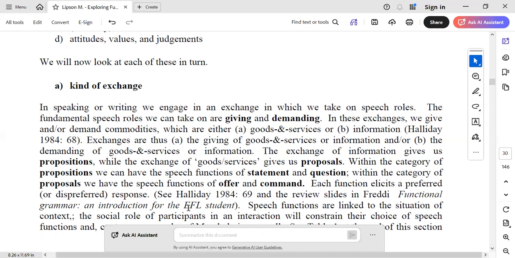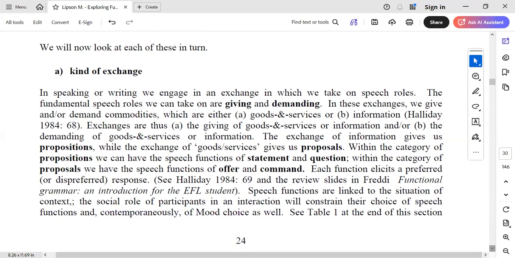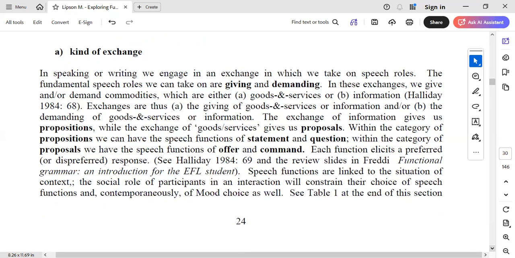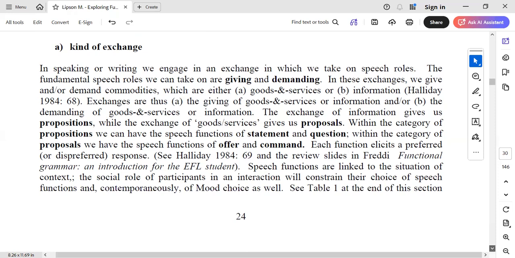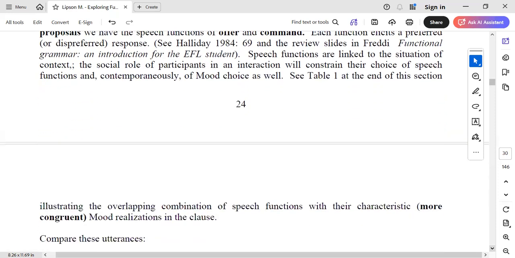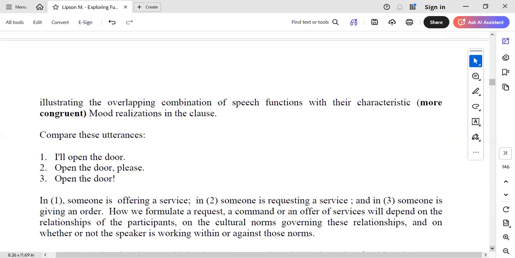Each function elicits a preferred or dispreferred response, as the review slides in Introduction to Functional Grammar showed. Speech functions are linked to the situation of contact. The social role of participants in an interaction will constrain their choice of speech functions and, contemporaneously, of mood choice as well. See Table 1 at the end of this section. Okay, fine. It illustrates the overlapping combination of speech functions with their more congruent mood realization in the clause.